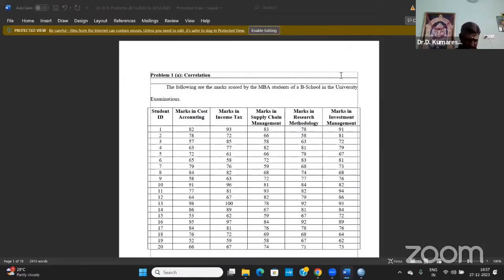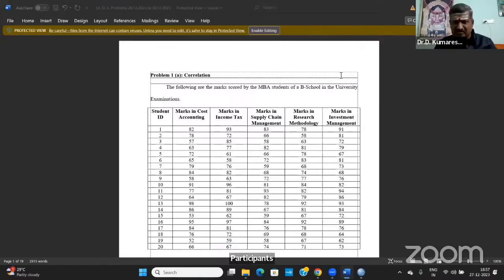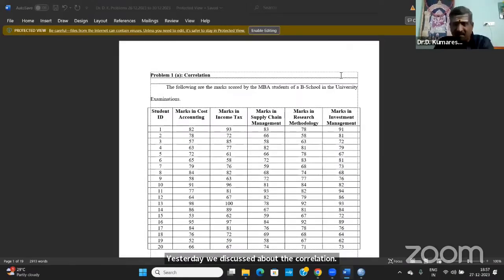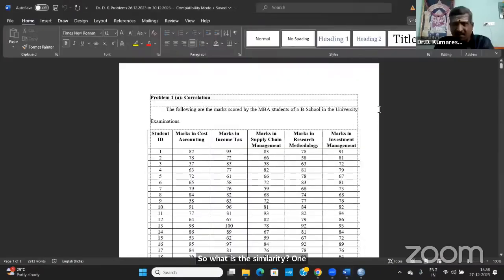Welcome all the beloved participants. Yesterday, we discussed correlation. Today's module is about regression. There is a similarity between correlation and regression. At the same time, there is a difference between correlation and regression. So what is the similarity? What is the dissimilarity, or what is the difference?